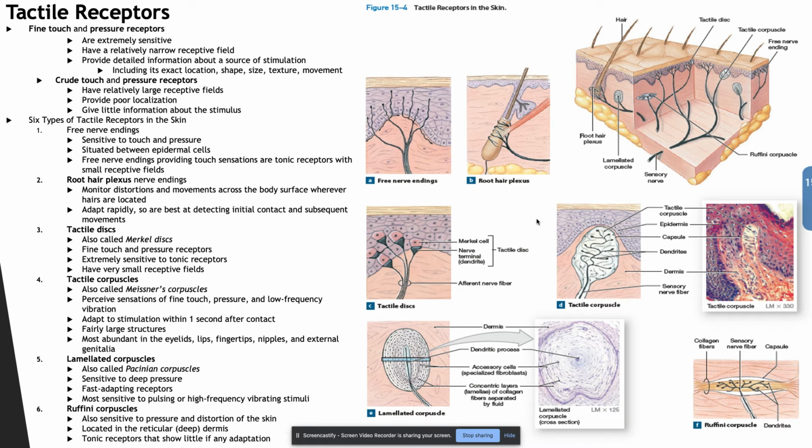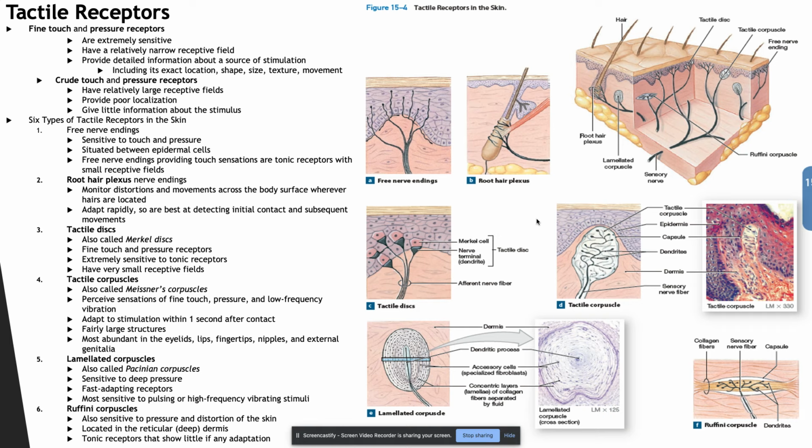Free nerve endings sensitive to touch and pressure are located between epidermal cells, and there appear to be no structural differences between these receptors and the free nerve endings that provide temperature or pain sensation. These are the only sensory receptors on the corneal surface of the eye, but in other portions of the body, more specialized tactile receptors are probably more important. Free nerve endings that provide touch sensations are tonic receptors with small receptive fields.